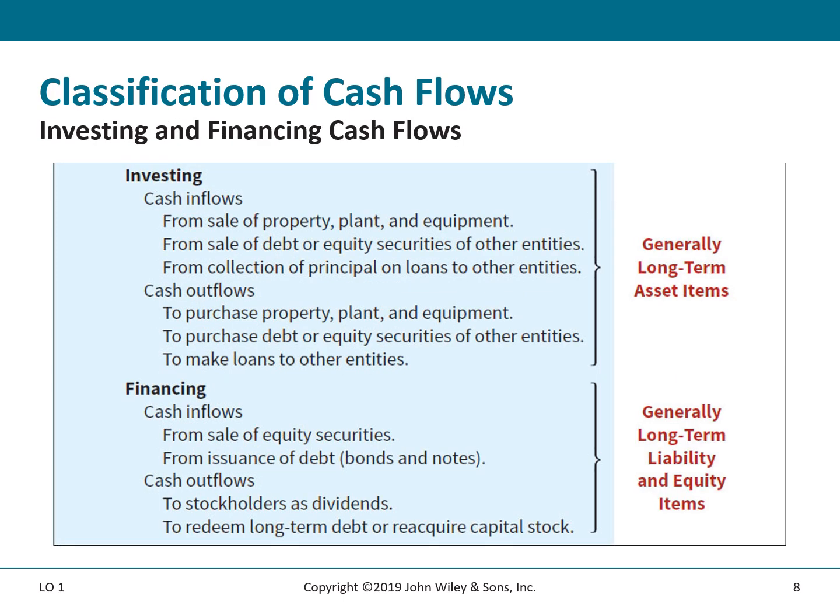In the investing section, essentially, you're going to have cash inflows from the sale of long-term assets and cash outflows from the purchase of long-term assets. So when you're putting together your investing section, you're looking at long-term assets, property, plant, equipment, intangibles, notes receivable, investments in the debt and equity securities of other companies.